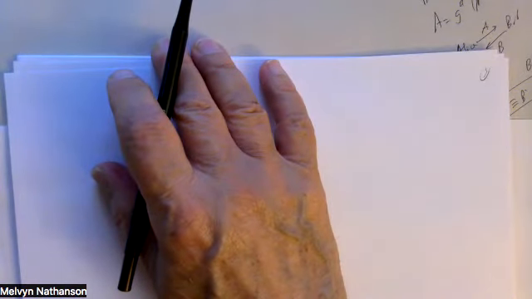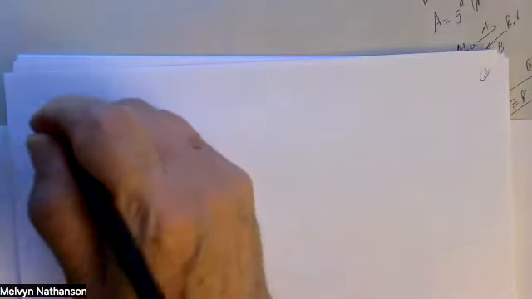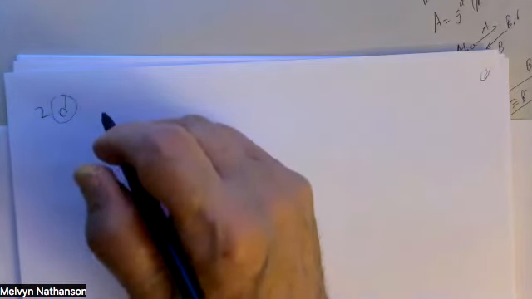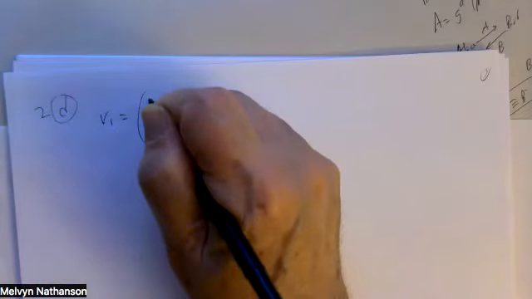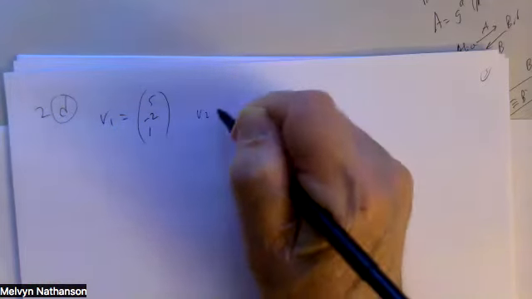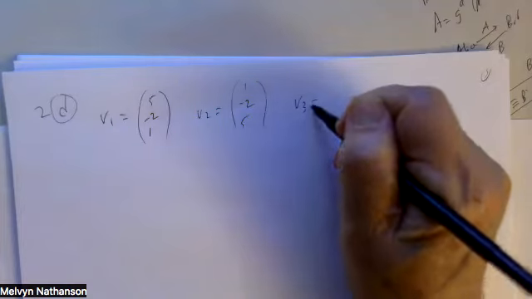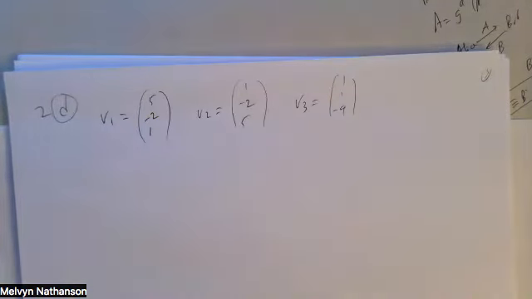Okay. Let's look at one or two more. Suppose I take problem 2, part D. I have the vector V1 is (5, -2, 1). The vector V2 is (1, -2, 5). The vector V3 is (1, 1, -4). Is this sequence of three vectors linearly dependent or linearly independent?